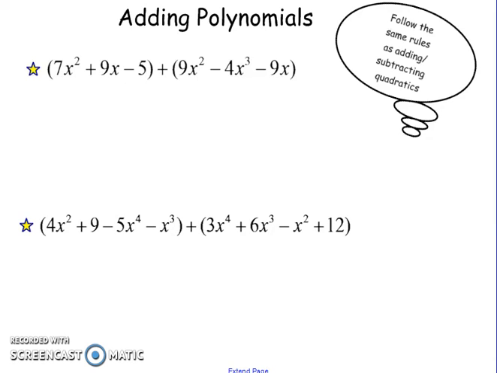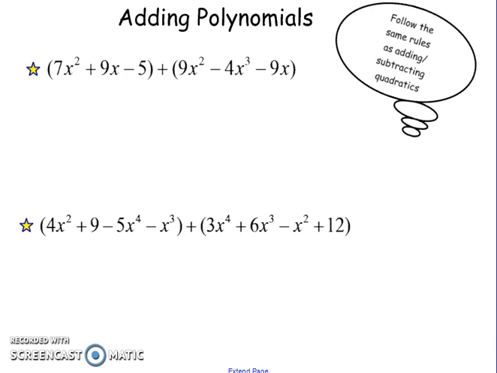When you're adding polynomials, you treat them just like any other adding and subtracting. So you're going to find your like terms that go together, and you're going to combine your like terms, and then write your answer in standard form. So if we look at this, I like to do it in standard form from the beginning. So I'll look for the highest degree.